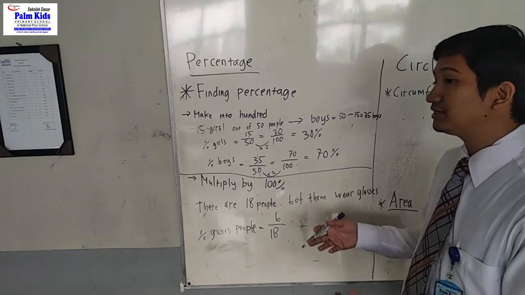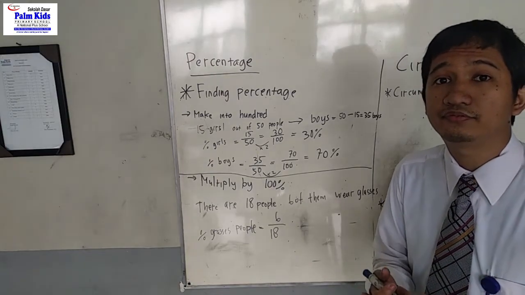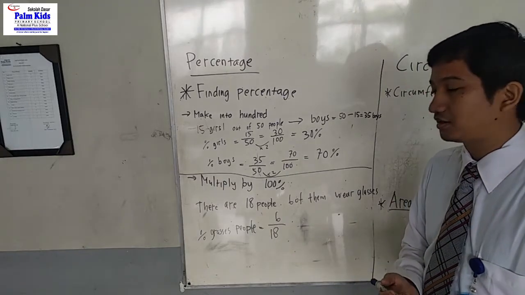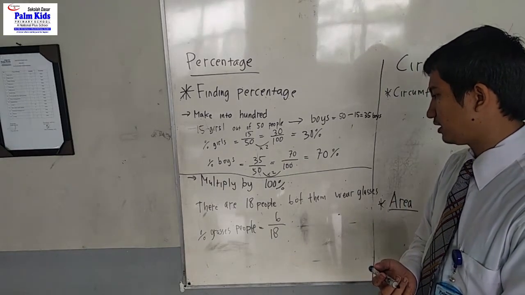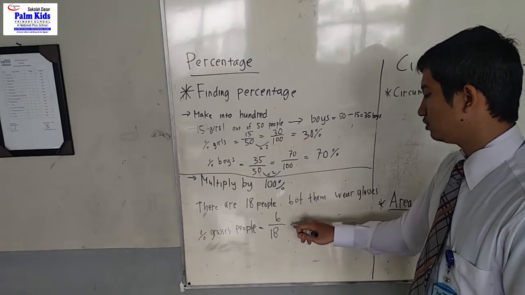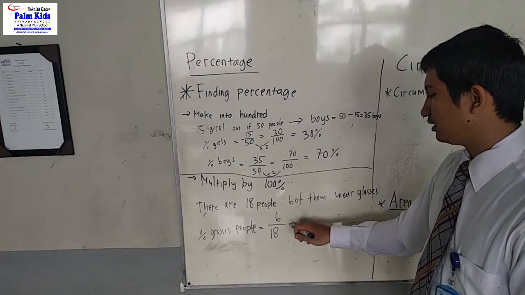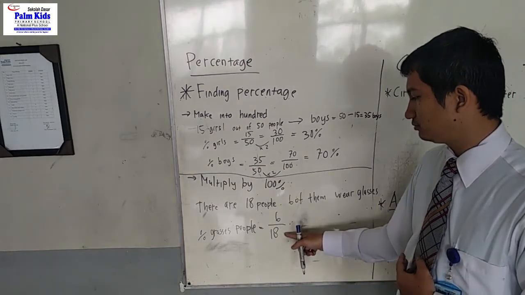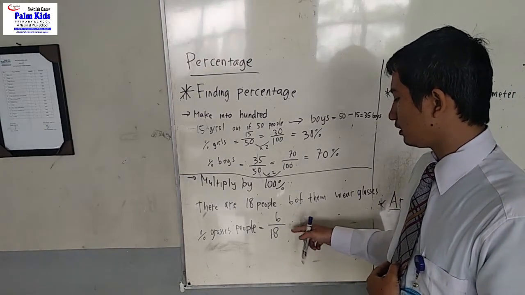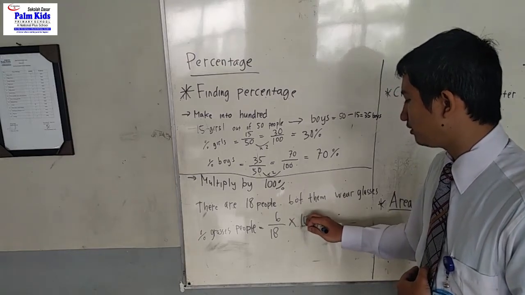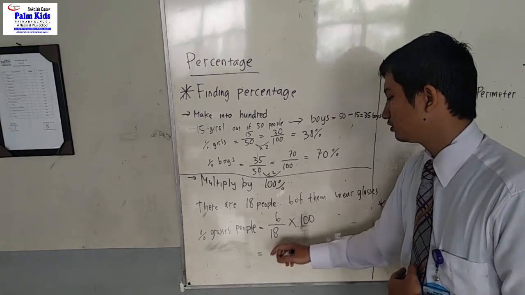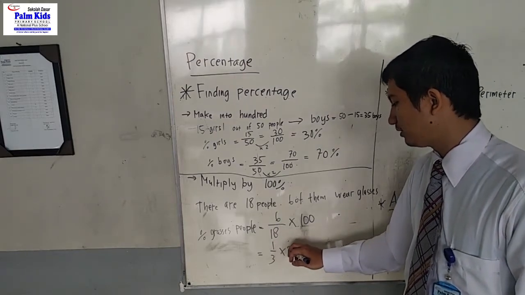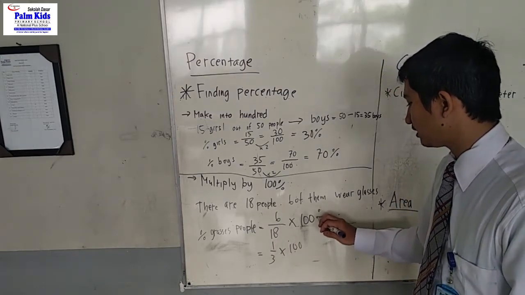Can we change this fraction into 100? 18 will never become 100. So, what you have to do is, there are two ways. You divide top by bottom, and then multiply by 100. So 6 over 18 is equal to 1/3, multiplied by 100%.